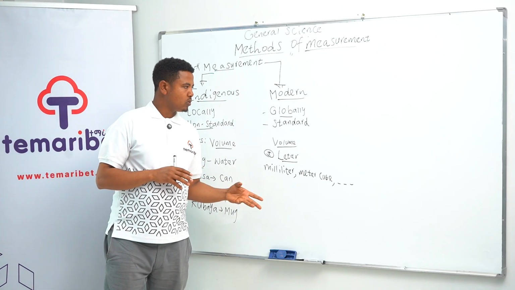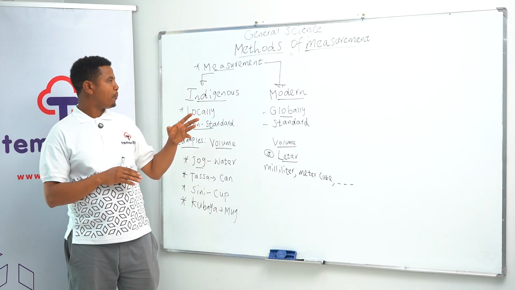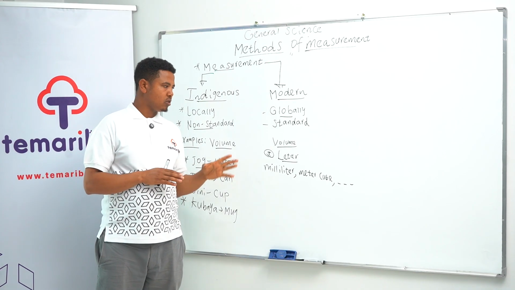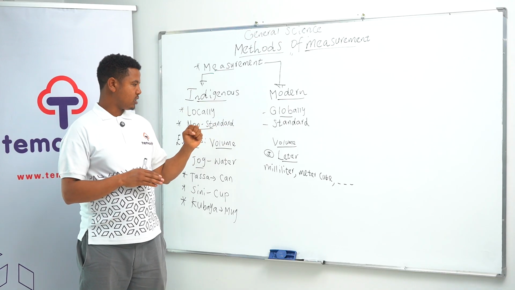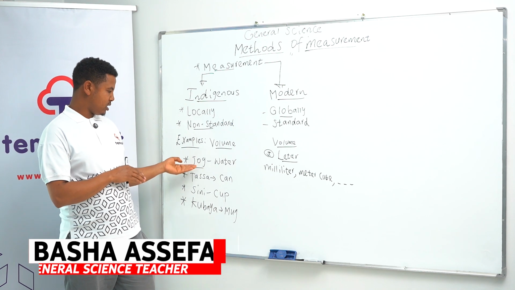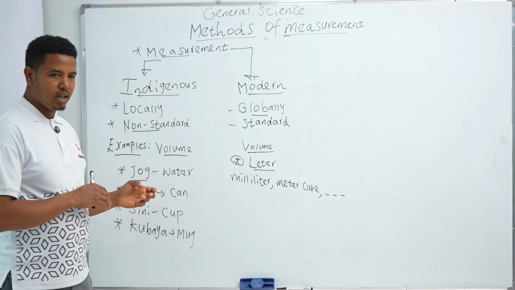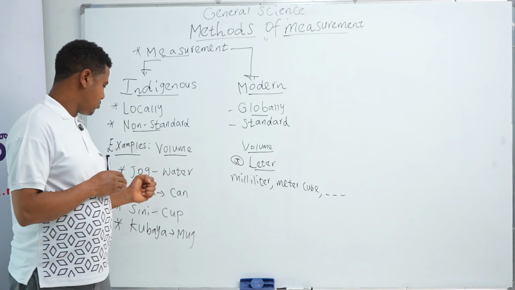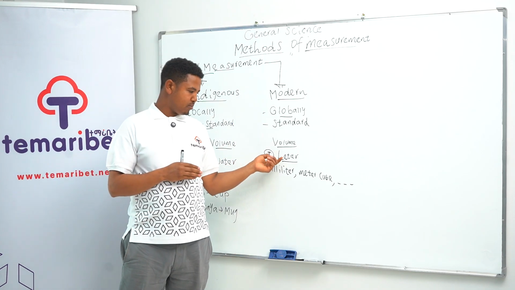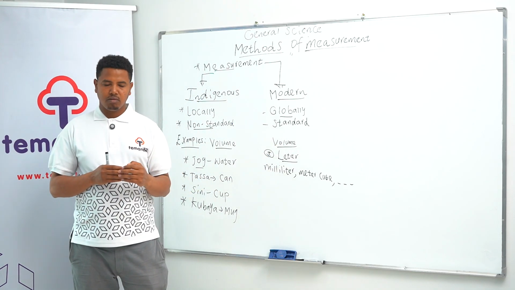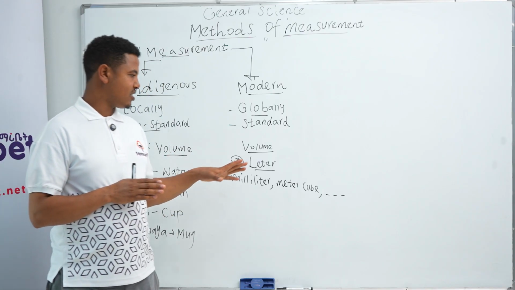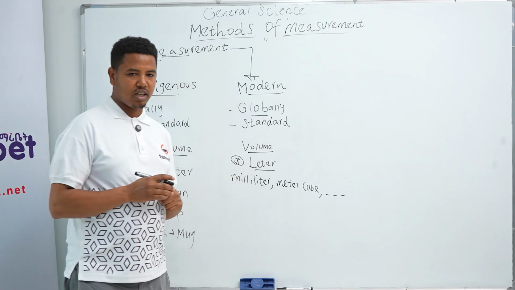So we have compared the modern units versus indigenous units. This is a basic difference. This is locally acceptable and non-standard. For example, if somebody uses a small jug and others use a big jug, it's not standard. But over here, if somebody uses 1 liter and someone else uses 1 liter, it's the same. All over the world it is the same. So that's why we said it is standardized.